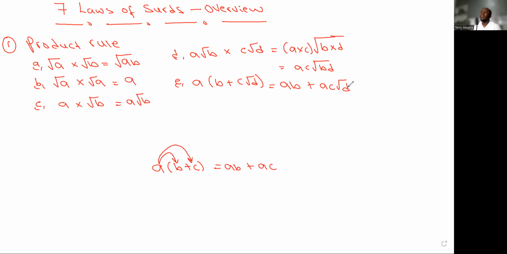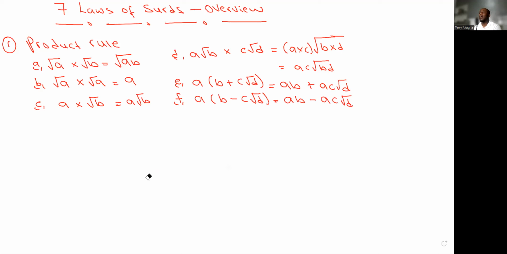Is that making sense? The same thing, if it's a negative sign, the same rule will apply. If it's B minus C root D, all right, A times that is going to give us AB minus AC root D. Okay. And those are the subsequent rules for the product rule, okay? So the next one we're going to talk about is what we call the quotient. Now, some textbooks call it quotient, some call it division.